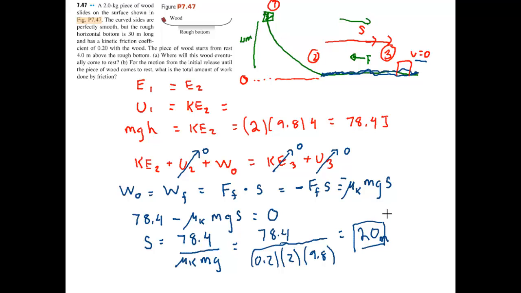The very last part of this problem, part B, asks how much work was done by friction. I know that the work done by friction is going to simply be equal to the negative kinetic energy. So the work done by friction is going to be negative 78.4 joules.